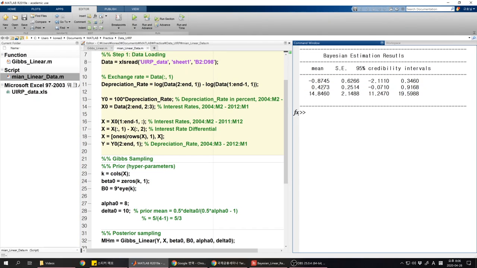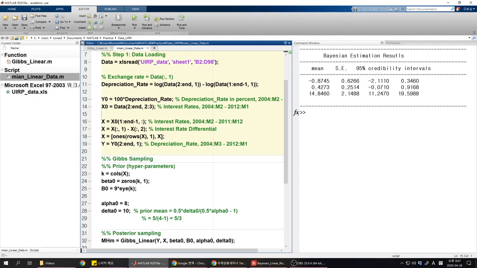So then this coefficient of the interest rate differential should be close to 1, but this is quite far away from 1, right? So then we can't say that UIRP is supported by the data strongly. Particularly here, these are 95% credible intervals, and these credible intervals do not contain 1, right? If the theory is correct, it should be 1, and 1 is not included in these credibility intervals. So then UIRP is rejected by the data, right?